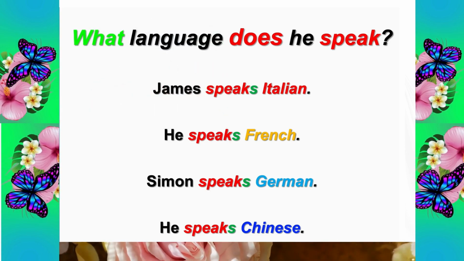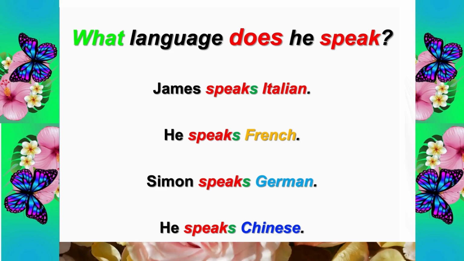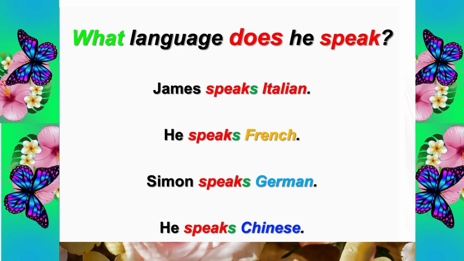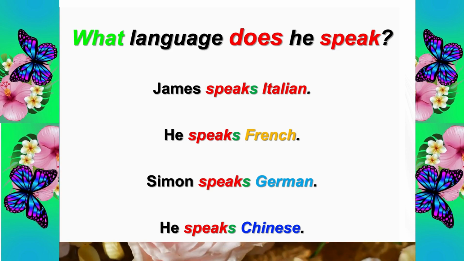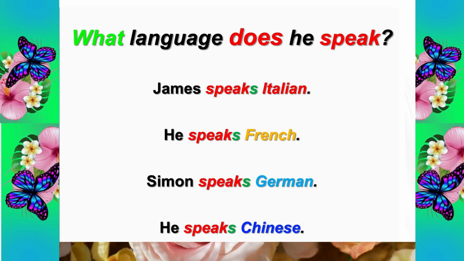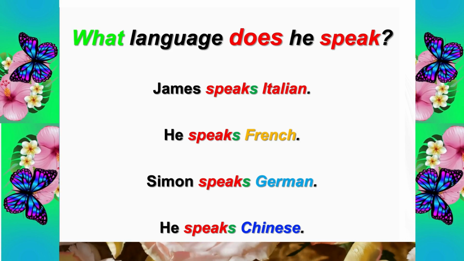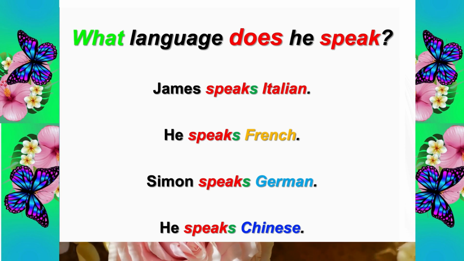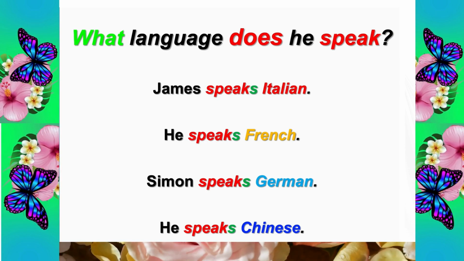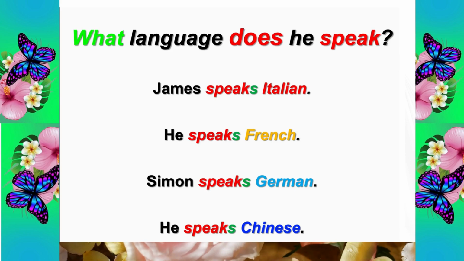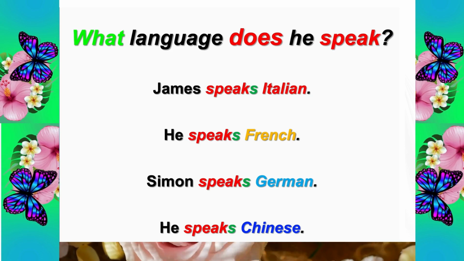Let's see the first example. What language does he speak? So when we say he, it means a man or a boy. What language does he speak? So we are going to say he is James. James speaks Italian. Another person, he speaks French. Simon speaks German. He speaks Chinese.